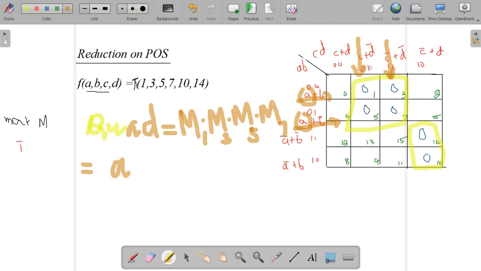B and B dash are changing, so we don't take them. Next, this particular column, the corresponding quad formation column, C plus D dash. Here C is changing and C dash is also changing. So which one is not changing? D dash is not changing.